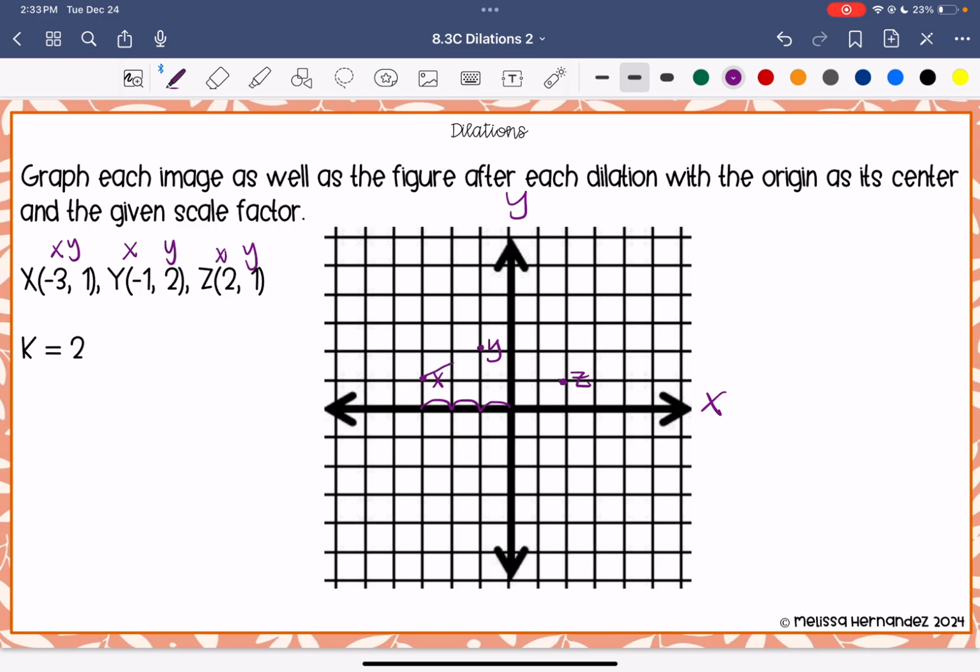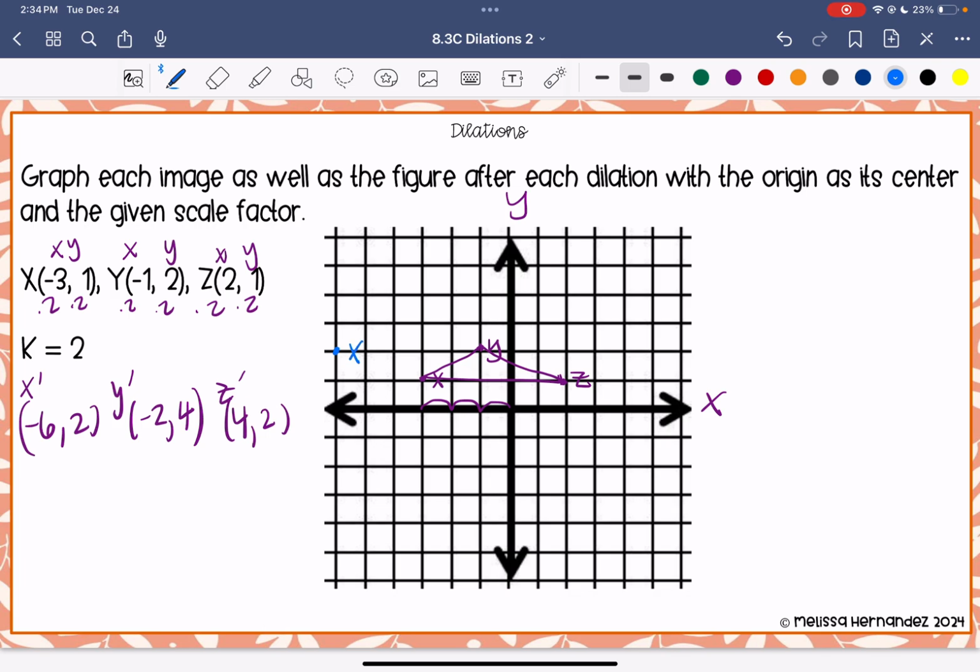Now, if the scale factor is 2, that means it's going to get bigger. And so we're going to multiply each piece of the ordered pair by 2, the x and the y coordinate. And so this becomes -6. This was x prime. And we do the prime symbol because that's our image. Y prime. I know it's a lot and I'm going quickly, but I really try to keep my videos about 5 minutes. So this would be 4, 2. So these are my new ordered pairs that I'm going to graph. So -6, 1, 2, 3, 4, 5, 6.